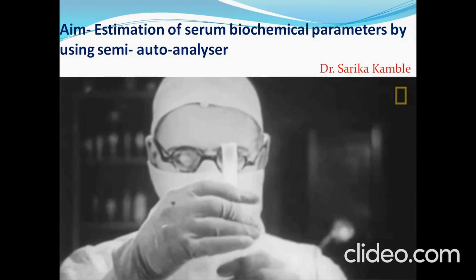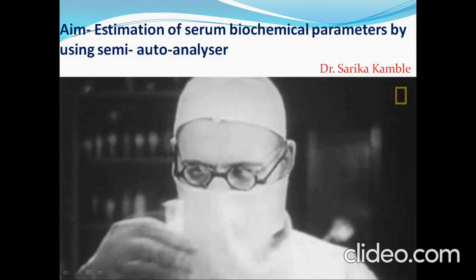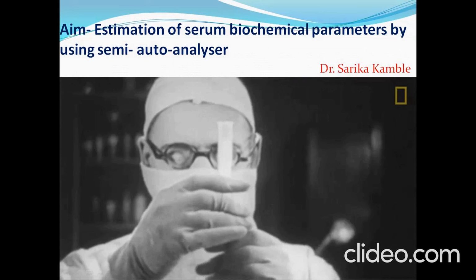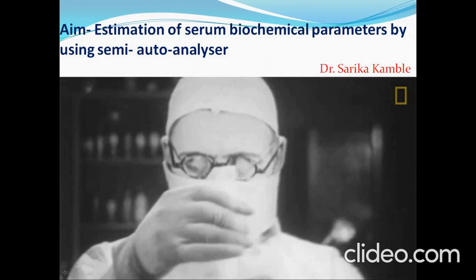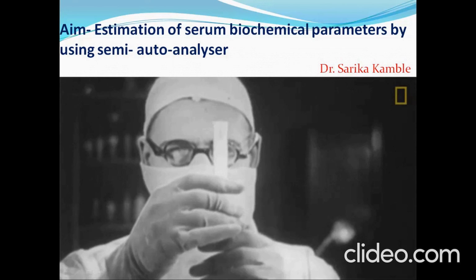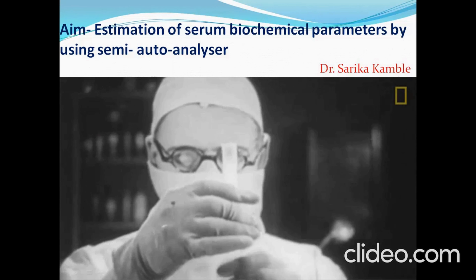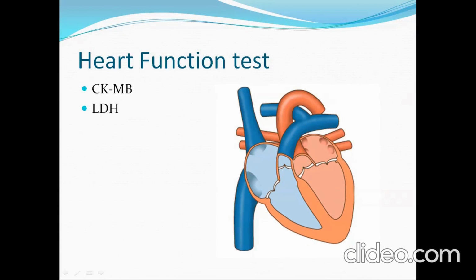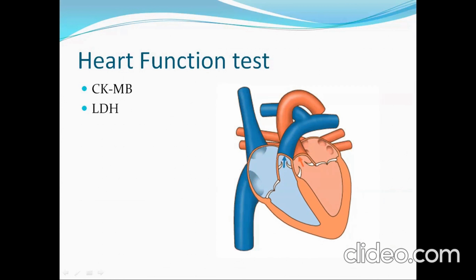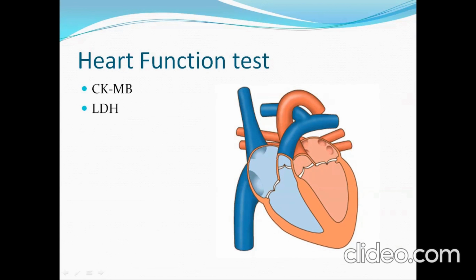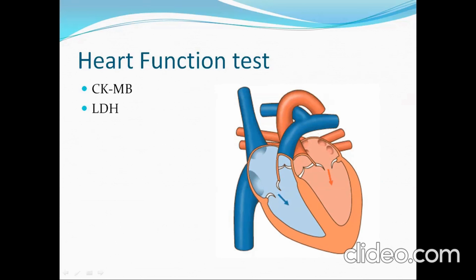Dear students, the aim of today's practical is estimation of serum biochemical parameters by using semi-auto analyzer. We will divide this biochemical test in three ways. One, for heart function test. Second, for kidney function test. And third, for liver function test.